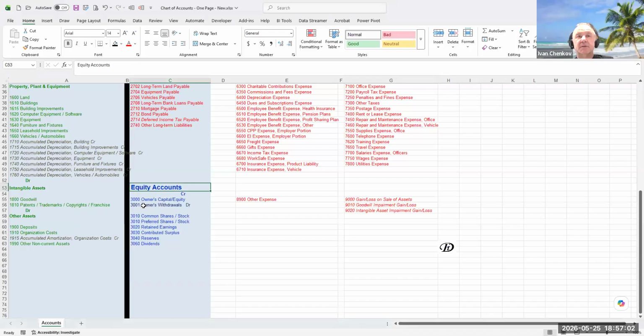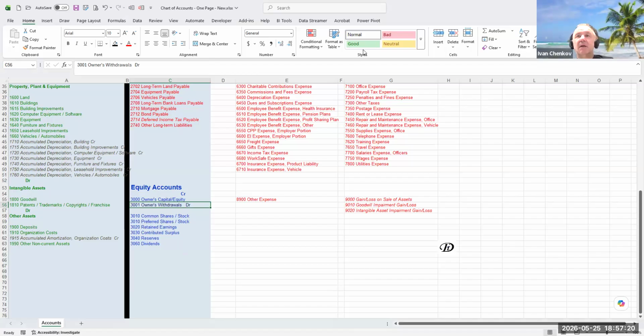That's why, if you take a look at the chart of accounts, the withdrawals account is listed a little bit separate. Let me find the chart of accounts so I can show it to you. On the chart of accounts, if you scroll down to the equity section, the second account is the owner's withdrawal account. The first one is always capital equity. The second one is always withdrawal. And as you see, it's listed in black, and next to it, it says debit.